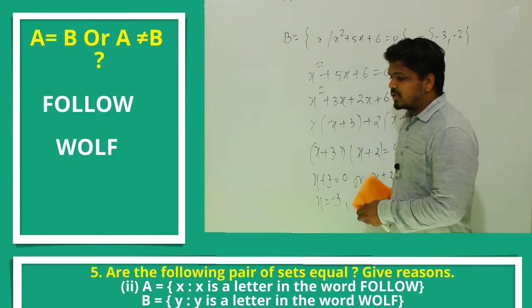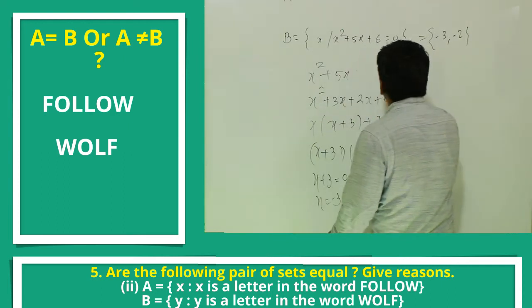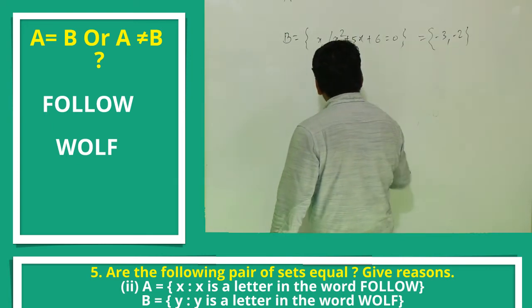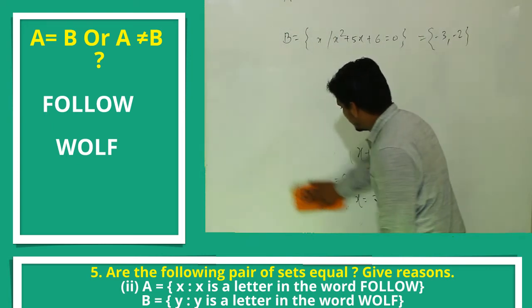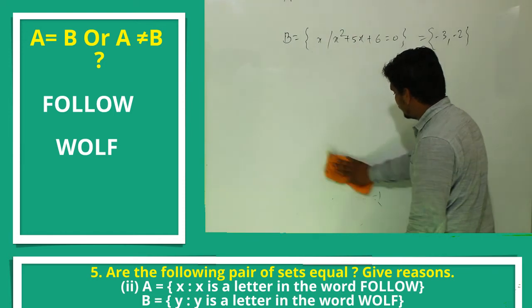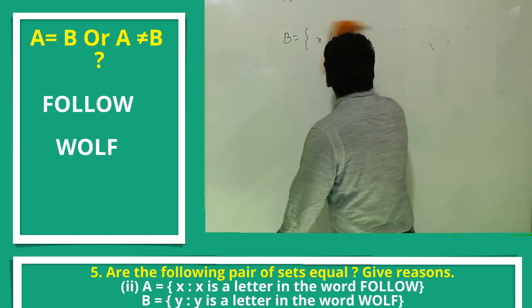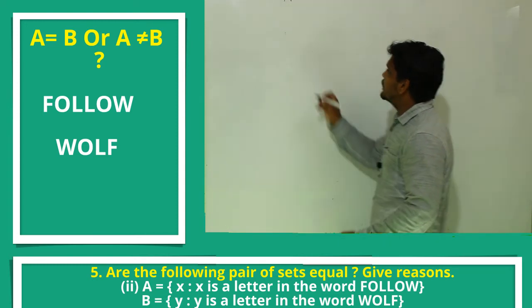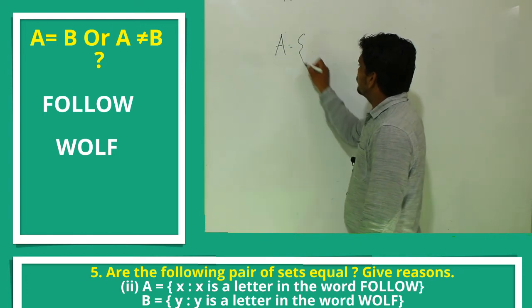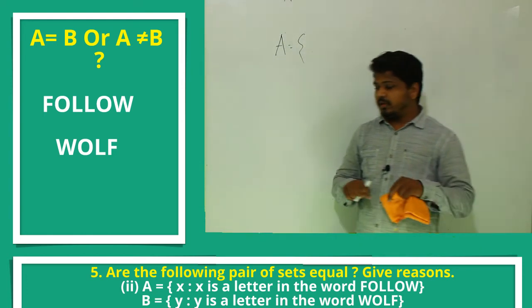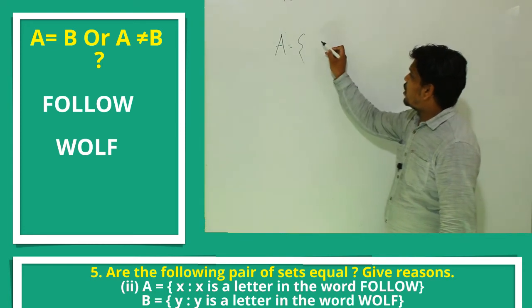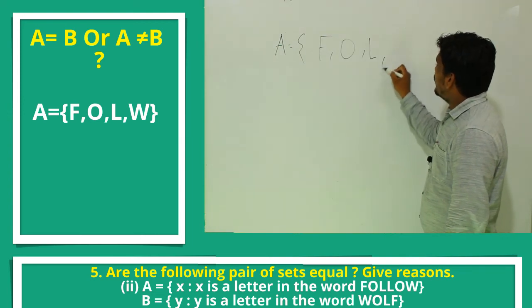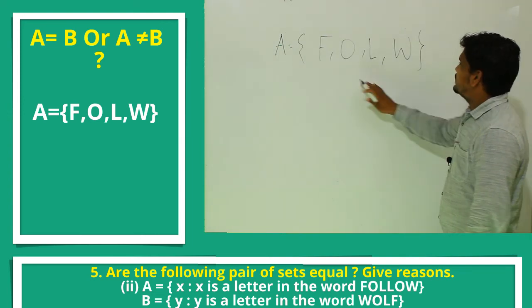Okay, now the next example. It says x is a letter of the word FOLLOW. We need to check what exactly the set is, then only we can go for the equality of these two sets A and B. These are nothing but letters of the word FOLLOW, and next is WOLF. Therefore, I will write here A as the letters of FOLLOW. I will collect all those letters: F, O, L, W. I will not consider L again, O again. This is my set A.